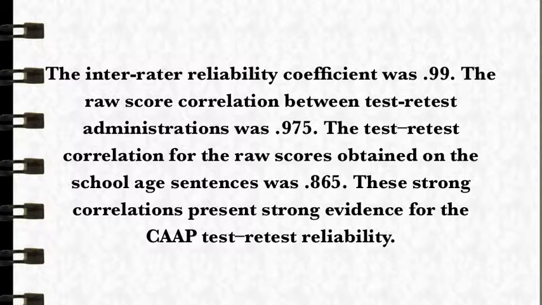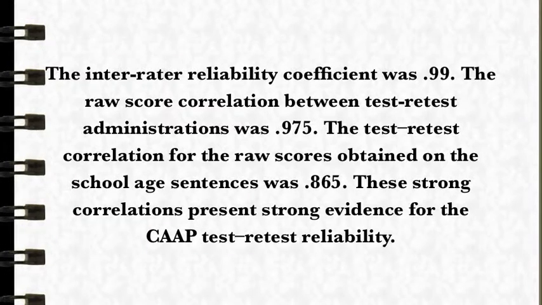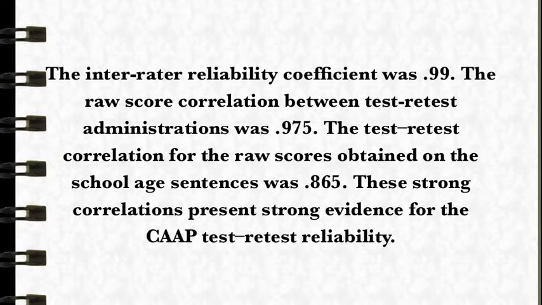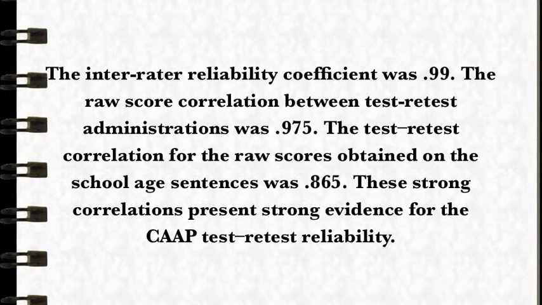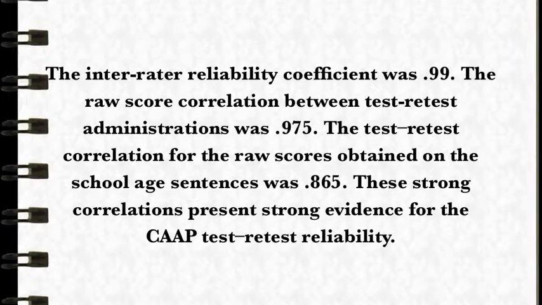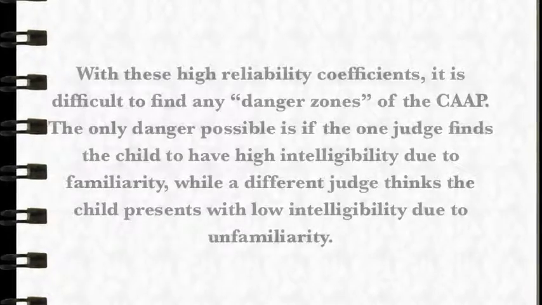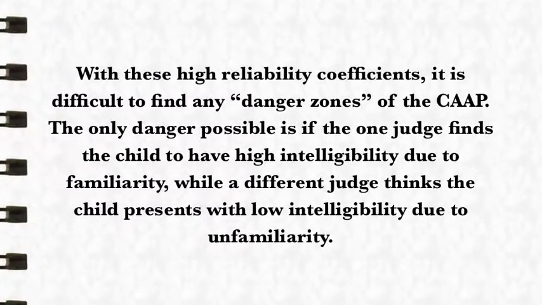With these high reliability coefficients, it is difficult to find any danger zones of the CAP. The only danger possible is if one judge finds the child to have high intelligibility due to familiarity, while a different judge thinks the child presents with low intelligibility due to unfamiliarity.